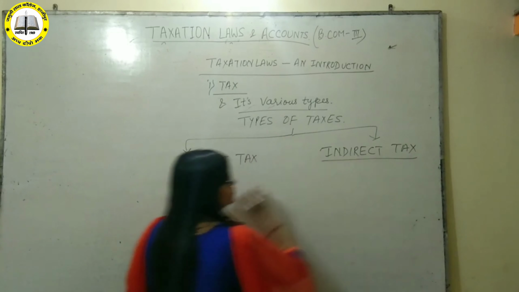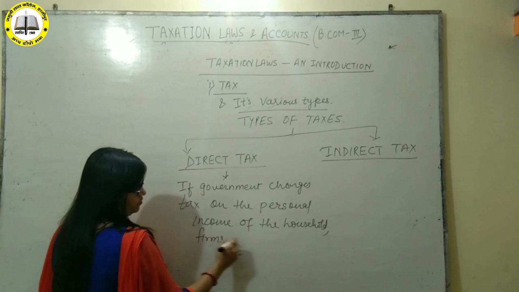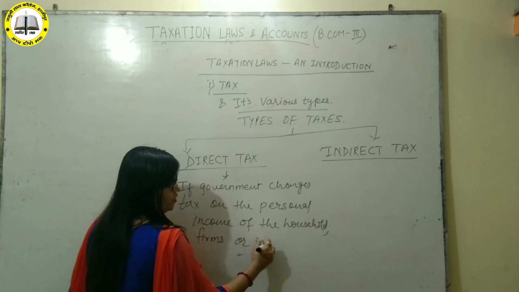So, what will be the definition of direct tax? If government charges tax on the personal income of the household or firms or institution, then it is direct tax. If the government charges tax on your personal income, whether that income is of a household, a firm, or various institutions, all of these will be kept under direct tax.